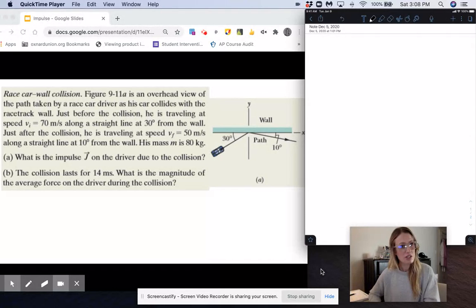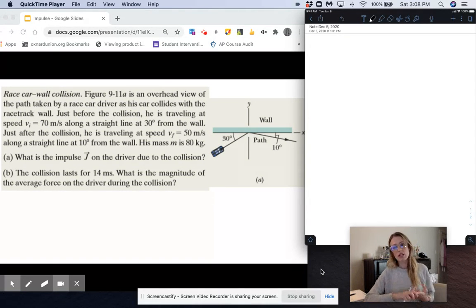Just after the collision, he is traveling at a speed v final of 50 meters per second along a straight line at 10 degrees from the wall. His mass M is 80 kilograms. So A, we want to know what the impulse on the driver is due to the collision, and B, the collision lasts for 14 milliseconds. What is the magnitude of the average force on the driver during the collision?